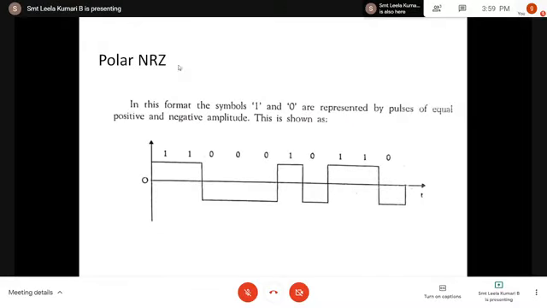And the polar non-return to 0 format. Polar non-return to 0 means here two polarities will be there. Symbol 1 is represented by positive amplitude, and 0 is represented by a pulse of negative amplitude. So the symbols 1 and 0 are represented by pulses of equal positive and negative amplitudes. And in this case also, it will not return back after completion of the pulse duration. So this is the polar non-return to 0 format.